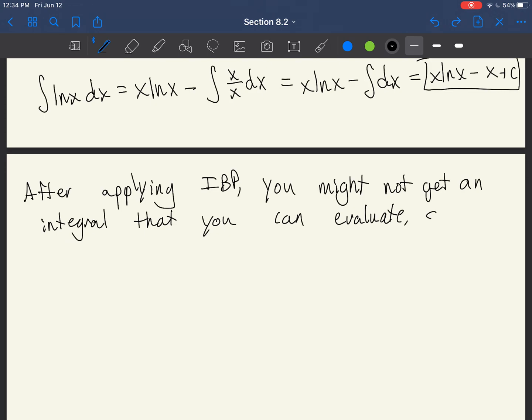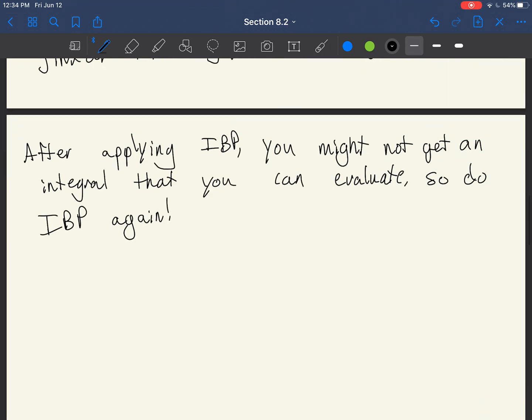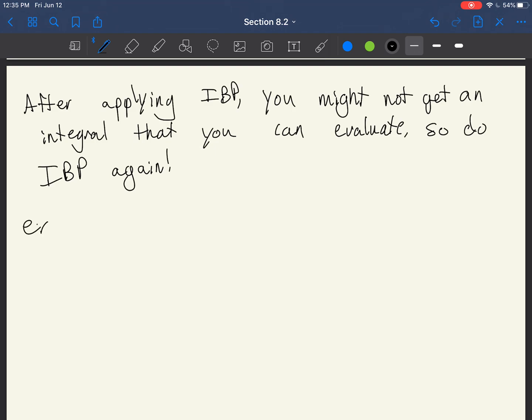So what do? So do integration by parts again. So let's see an example. We're just going to string a bunch of integration by parts together. So let's evaluate the integral of x squared sine x dx.